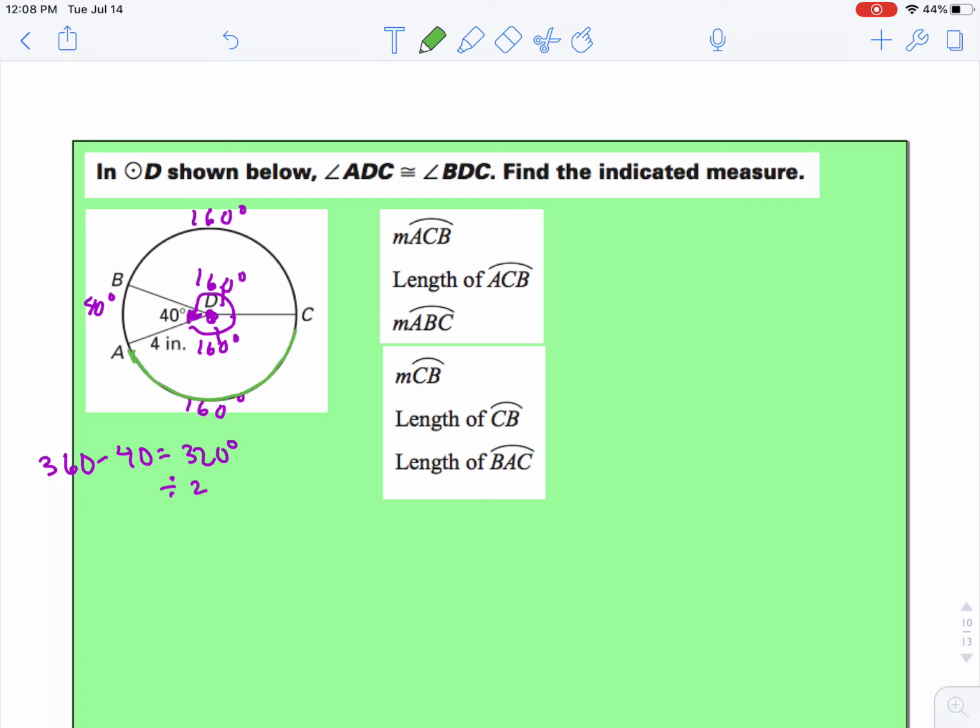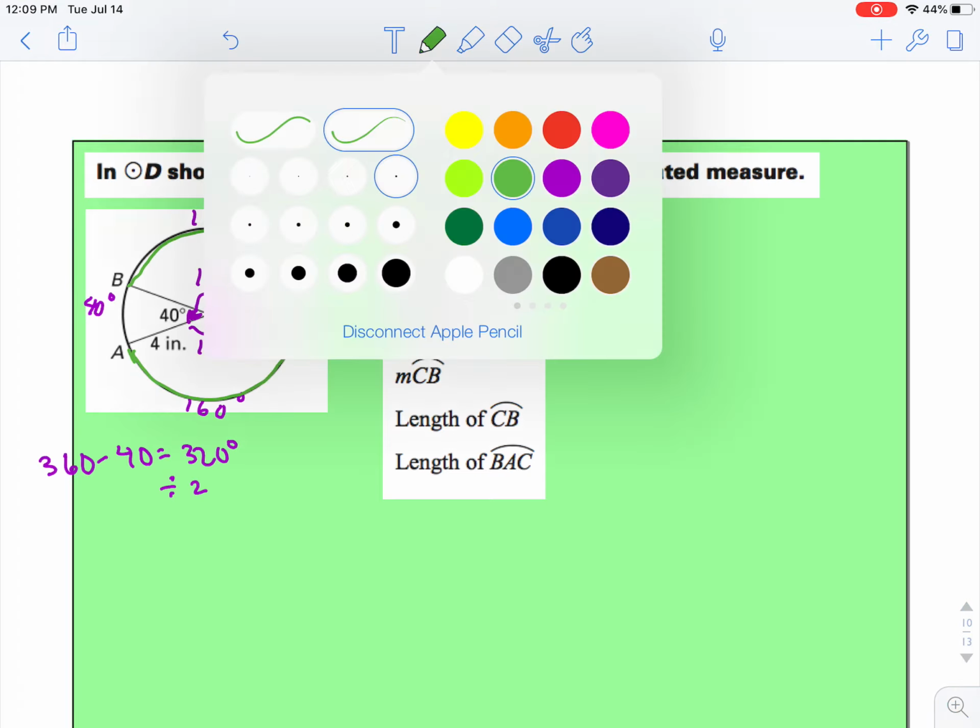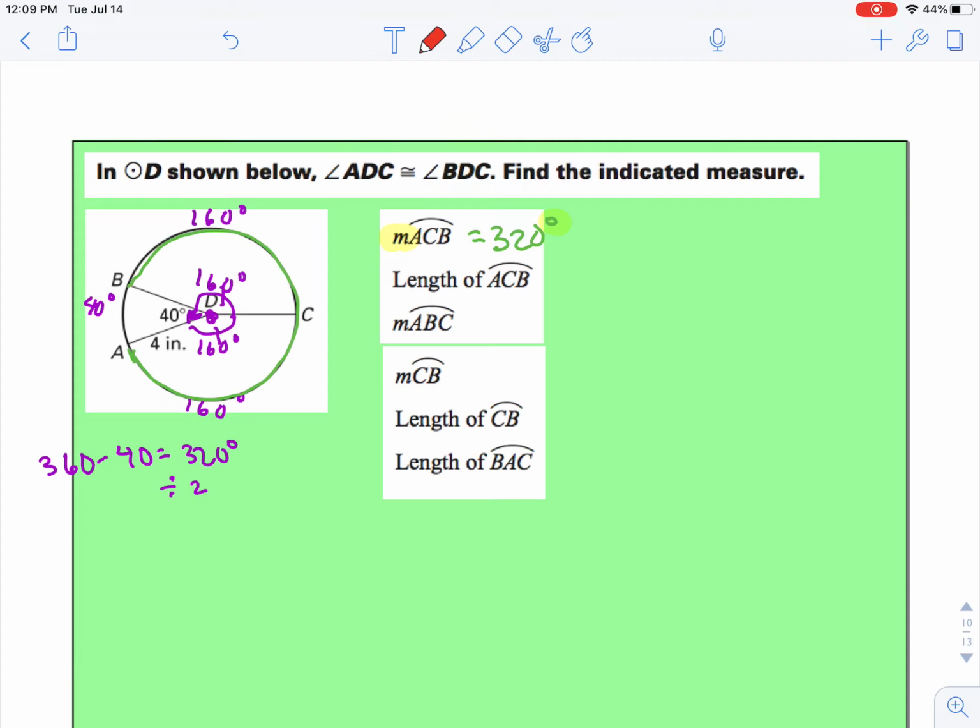So now let's find what they're asking us to do. In the first example, they're asking us to find arc ACB. Well, actually, we could have just taken 360 minus that 40 degree arc, and we already did that and got 320 degrees. So now we're going to find the length of the arc. Notice this is different. This is the measure of the arc, and that is in degrees. Now we're going to find it in terms of length. We're still looking at that same arc, but we're just looking at it in length.